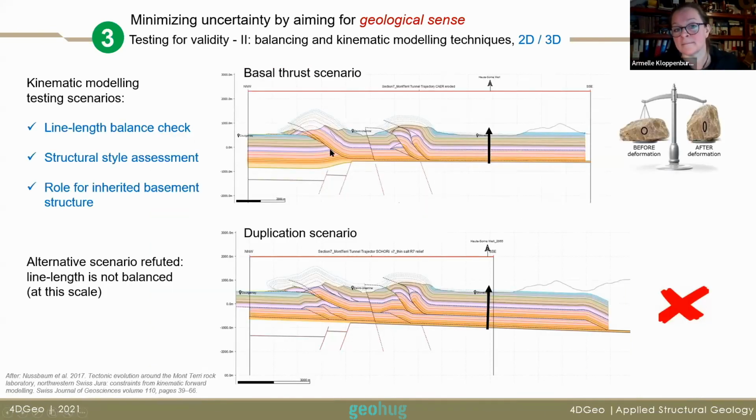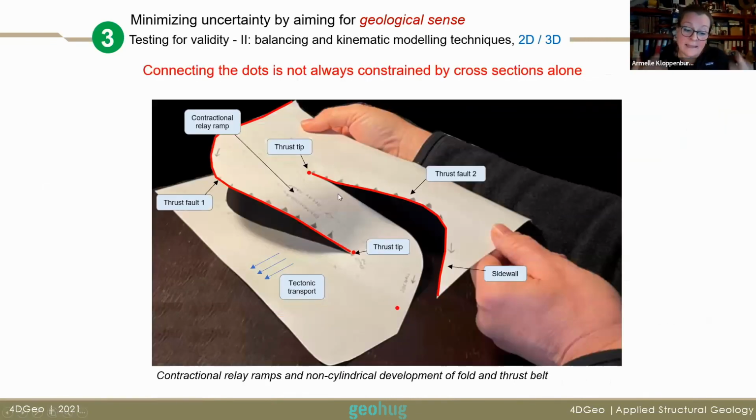The Jura mountains in Switzerland are not as simple as this section suggests. Again, if you integrate it and look at it with the geological map, you'll see that there are big folds that plunge away, and then there are thrusts, they stop, and other thrusts pick up. And I tried to image that here in my paper model of a contractional relay ramp, really, where you have this thrust here that tips out, the other thrust there that tips out, and where they overlap, you have an accommodation zone, with the tectonic transport towards the bottom left.